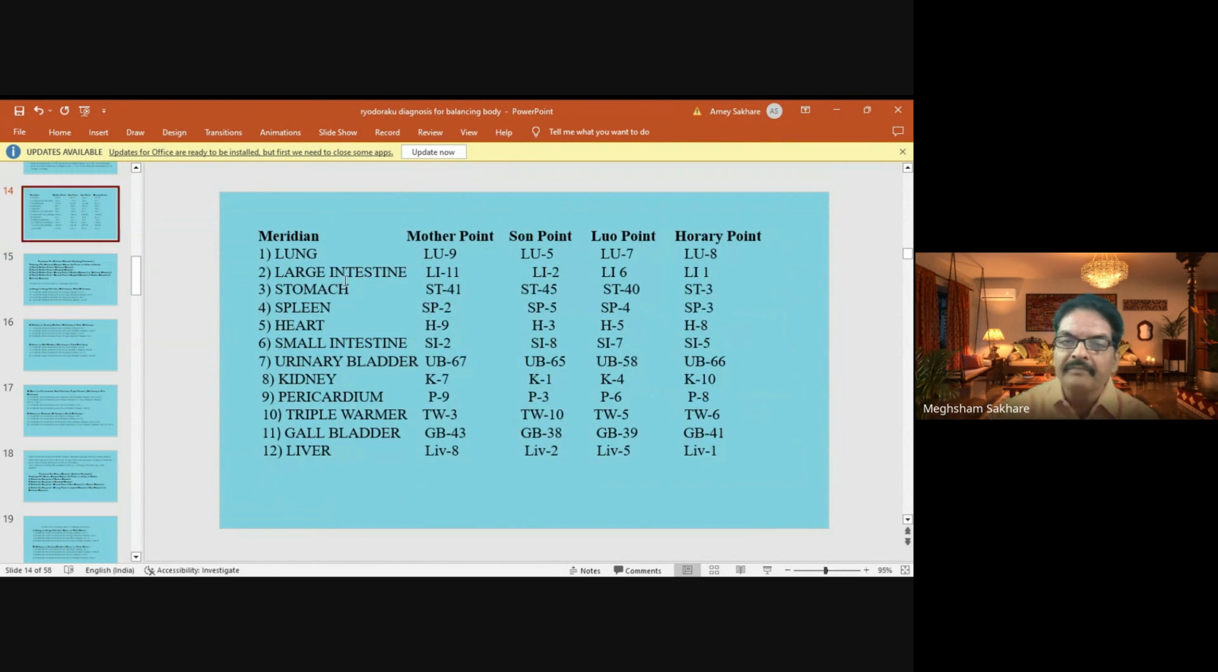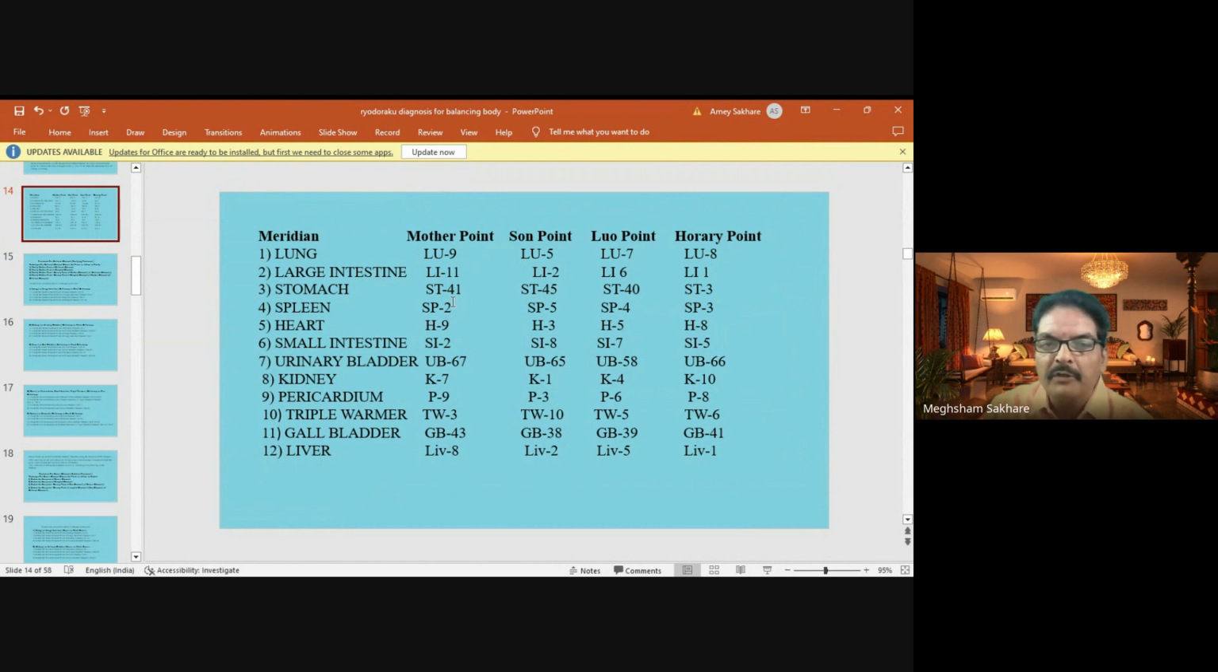Then here are the mother point, son point, Luo connecting point, and horary point of the 12 channels. Lung channel: Lung 9 is the mother point, meaning the tonifying point, and Lung 5 is the son point, meaning the sedation point. Large intestine: LI11 is the mother point, LI2 is the sedation point or son point. Stomach 41 for the stomach channel is the mother point, and Stomach 45 is the son point, meaning the sedation point.